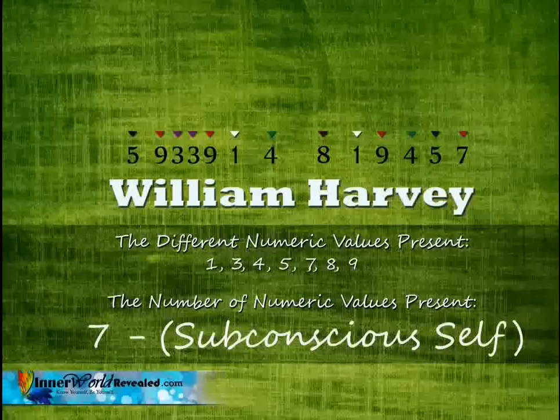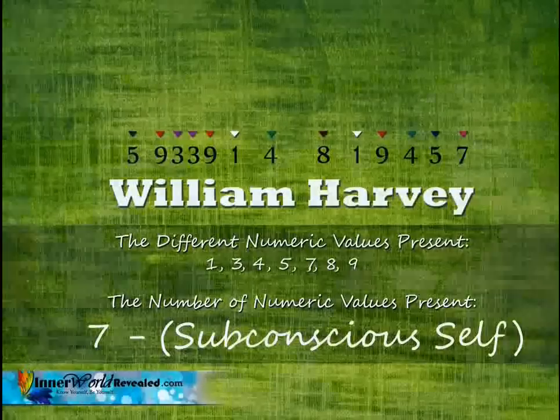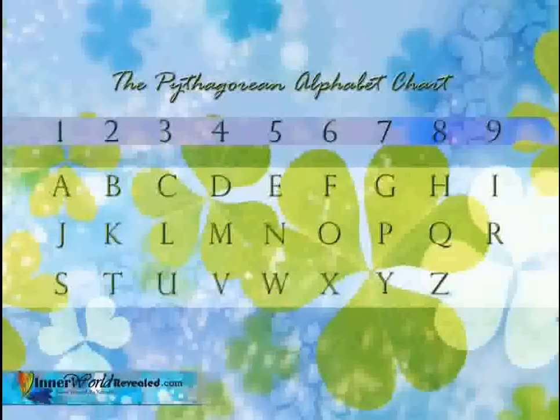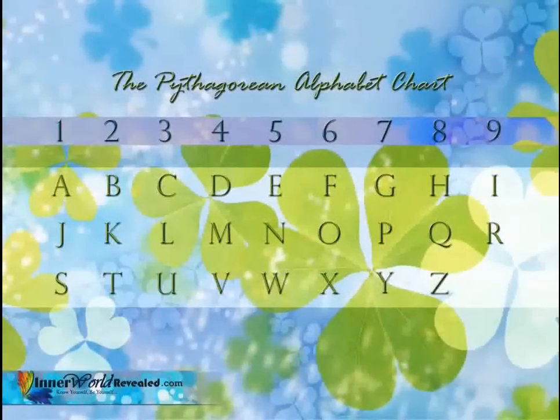Now, these numeric values of alphabets are derived from the Pythagorean Alphabet Chart, as you can see. The alphabets are numbered from 1 to 9. Hence, the maximum variety of numeric values that you can have is 9. So, the highest subconscious self number is 9. A name consisting of 1 or 2 numeric values is probably the rarest of the rare cases. So the lowest subconscious self number can be considered to be a 3.